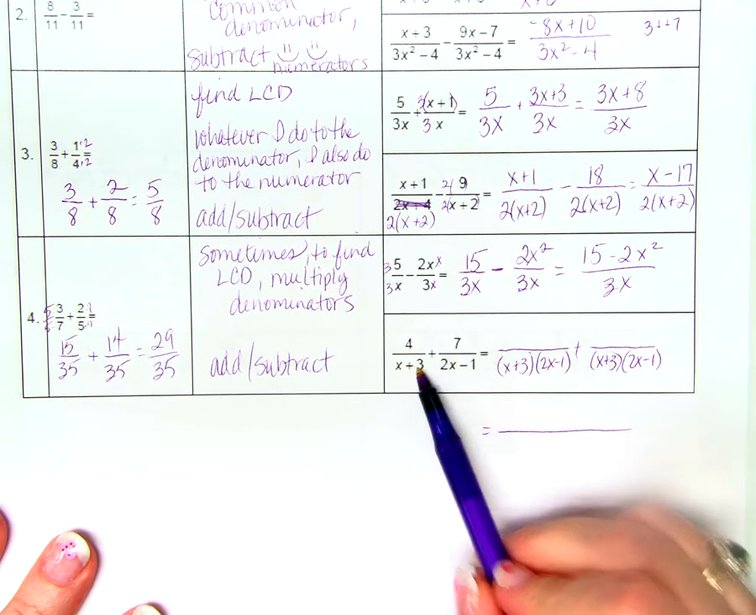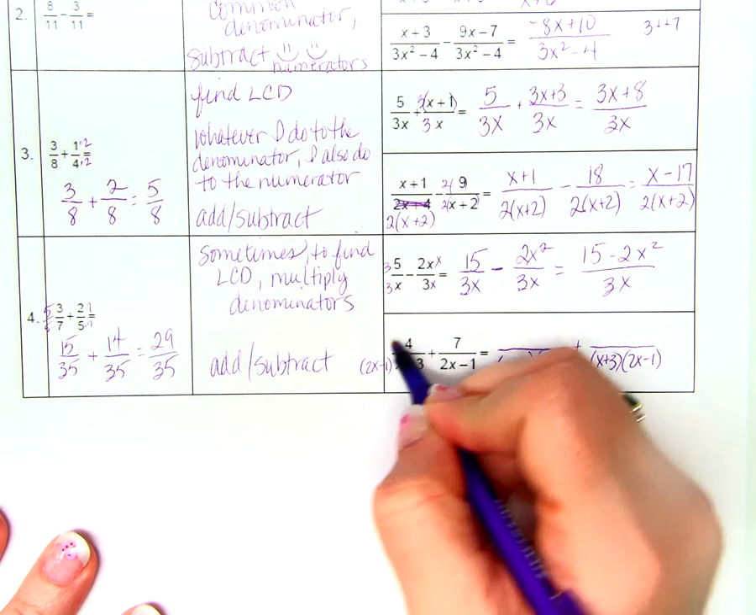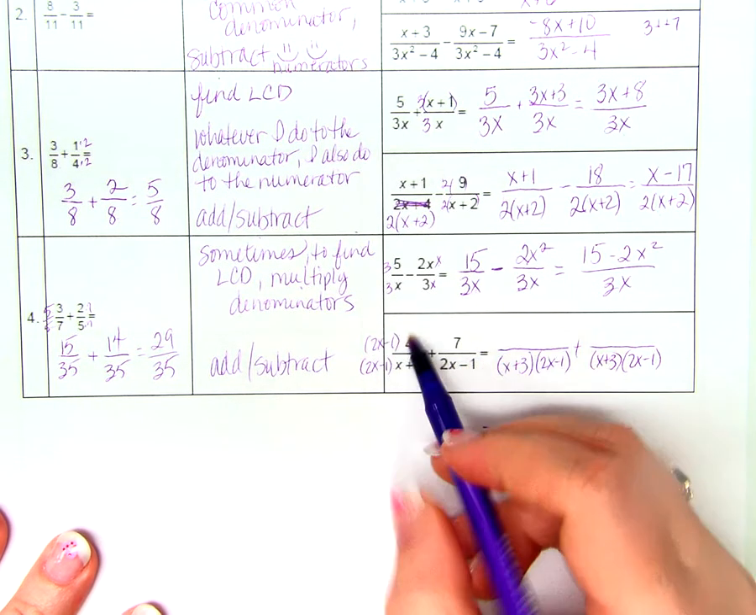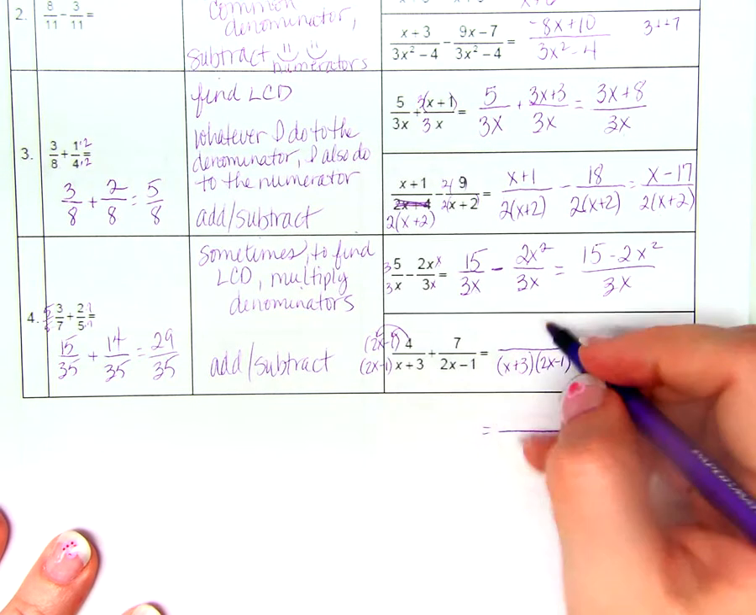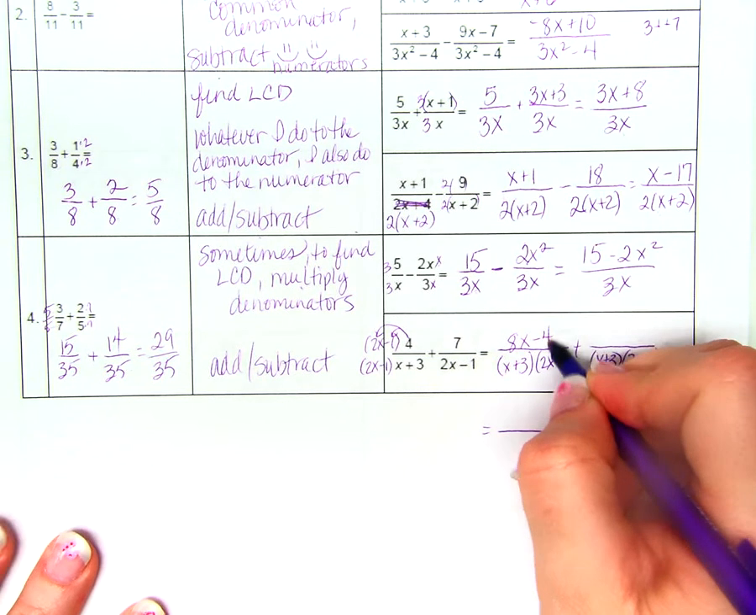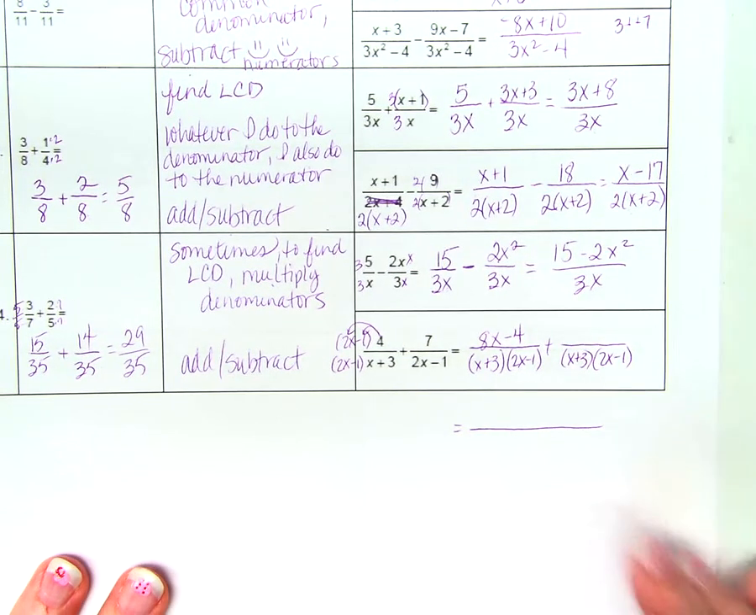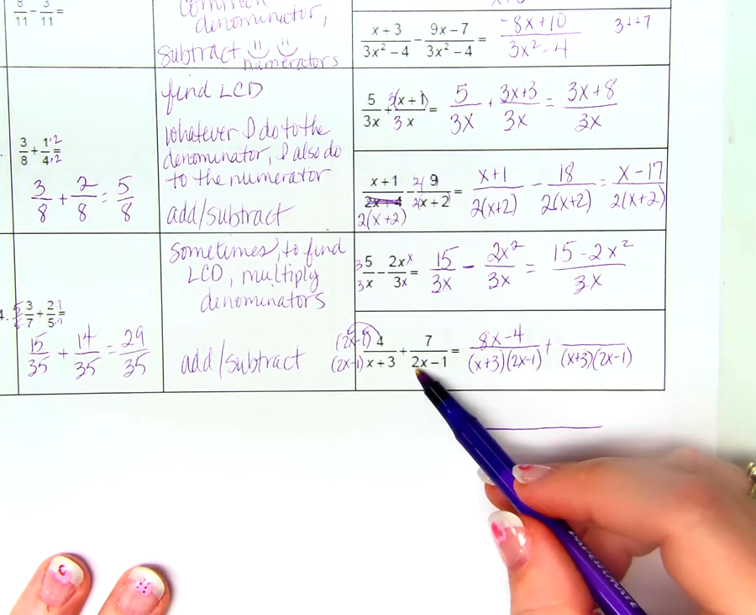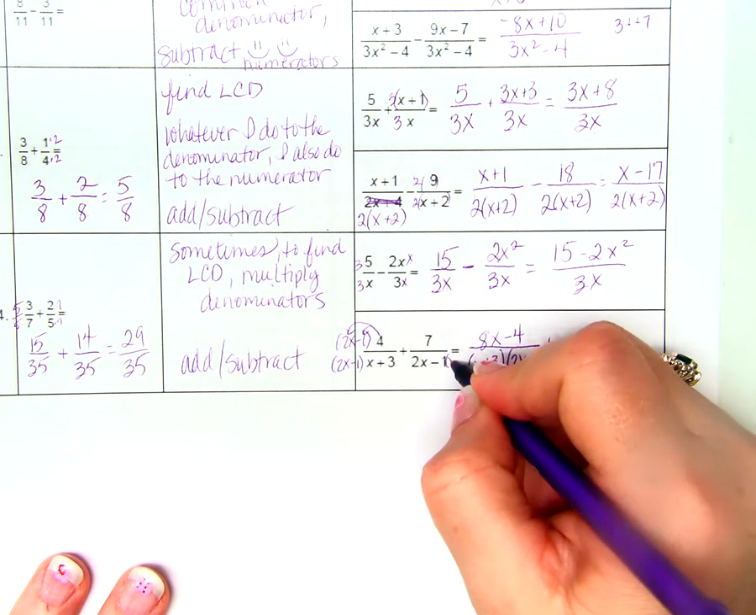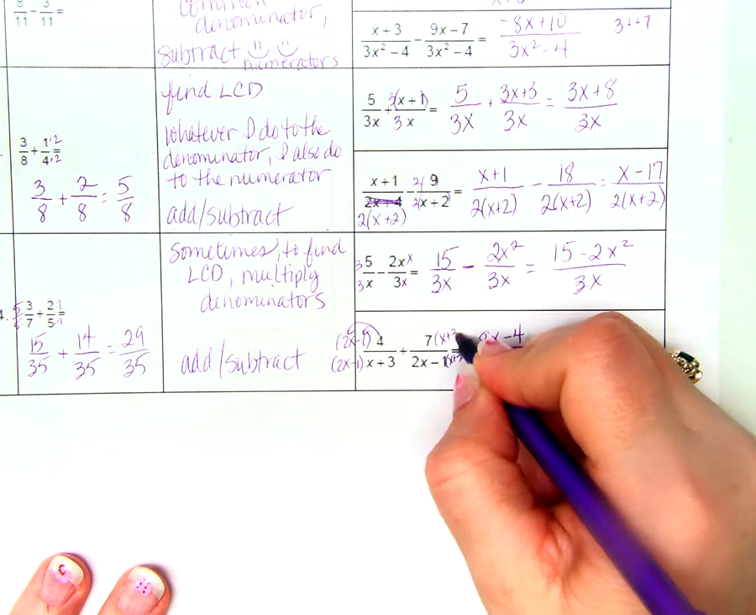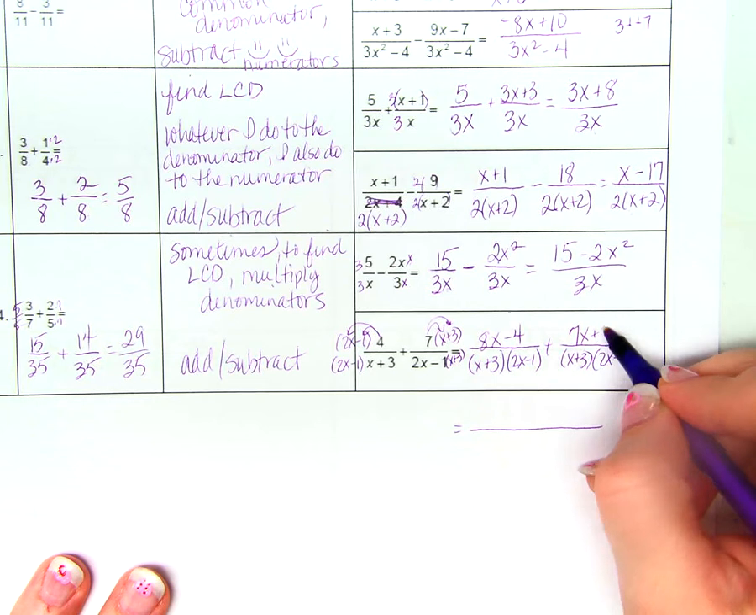So this used to be x plus 3. Now it's x plus 3 times 2x minus 1. So I have to multiply 2x minus 1 by 4. So I am distributing the 4, correct? 8x minus 4. And then here, used to be 2x minus 1. Now it's x plus 3, 2x minus 1. So I need to multiply by x plus 3. Distribute here. 7x plus 21.